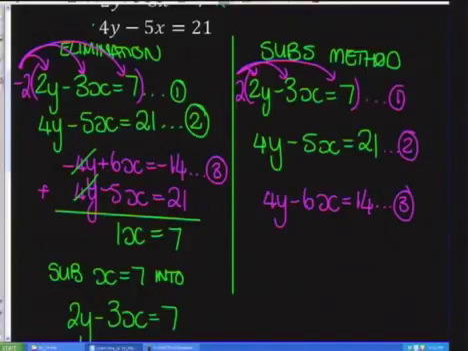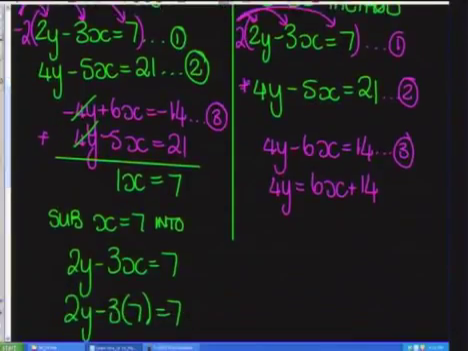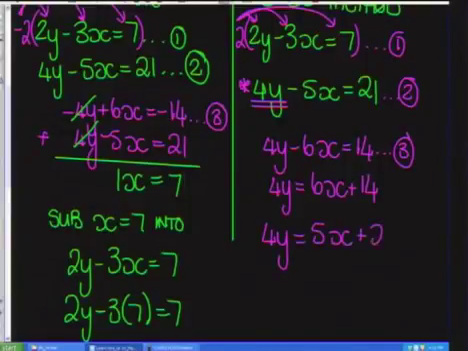So in this equation, I'm going to get 4y on its own, which means I'm going to move 6x over, and I've got 4y equals 6x plus 14. Now in equation 2, over here, I'm going to do the same thing. I'm going to rearrange it so that I can get 4y on its own. So therefore, I'm going to say 4y is equal to positive 5x plus 21.